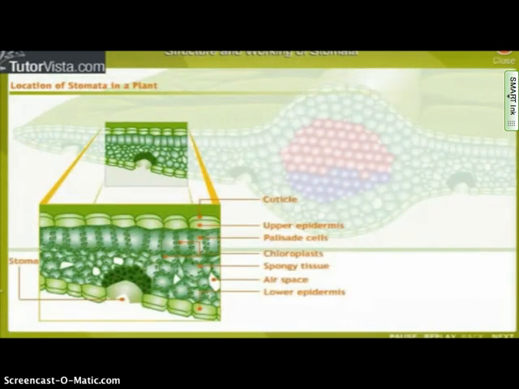The outermost layer is the waxy cuticle. Under the upper epidermal layer is a layer of palisade cells containing the chloroplasts. Beneath the palisade cells is the spongy tissue with air spaces. The stomata are located mainly in the lower epidermis. Stomata are nothing but minute pores in the lower epidermis of a leaf.